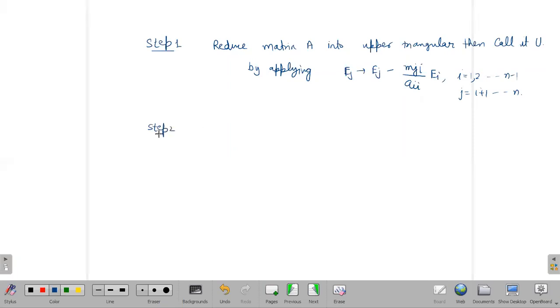So step 2, how to write L? Actually, no need to reduce the matrix into the lower triangular matrix. That will not give you L. So just write L matrix. Now what is it, we know that in L matrix, the upper part will be 0. But place 1 on the diagonal elements. Means place 1 here because it is a diagonal element, 0, 0, 0 and 0.